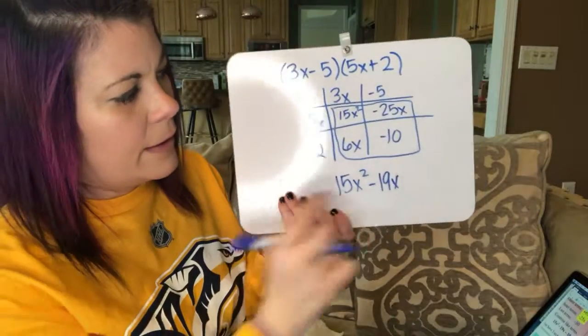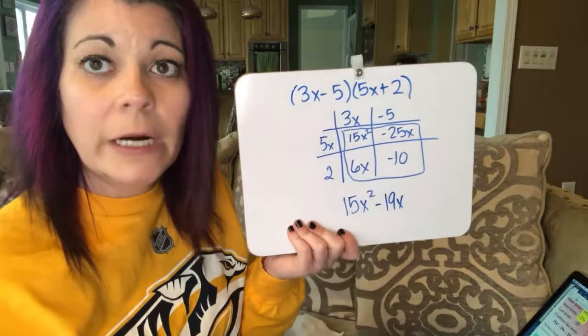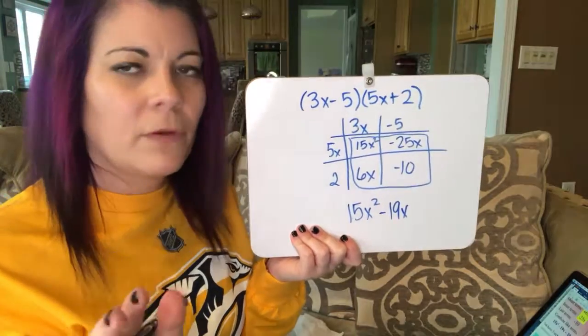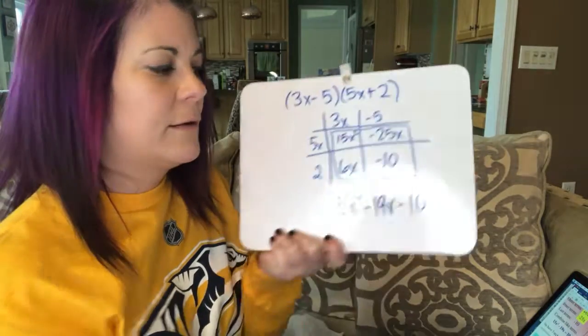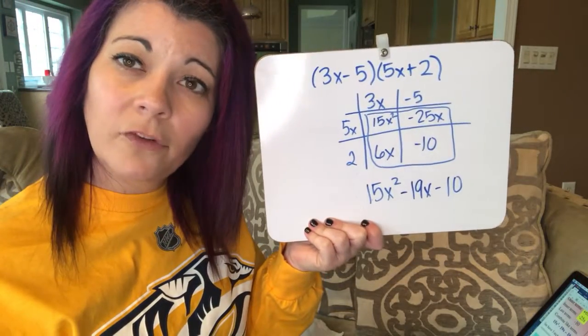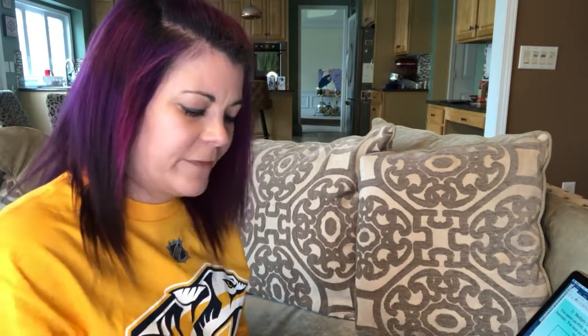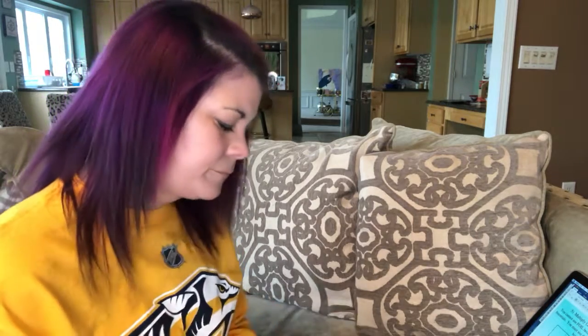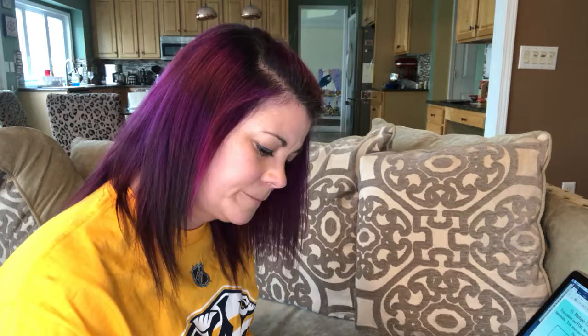And if you notice, most of the time the like terms are diagonal from each other. It doesn't always work all the time, but most of the time it does. And then we have a negative 10, so minus 10. So that's how you use the area model to multiply. And it really works when you get more than 2 terms. Okay, so let's do an example of 2x minus 5 times x squared minus 5x plus 4.